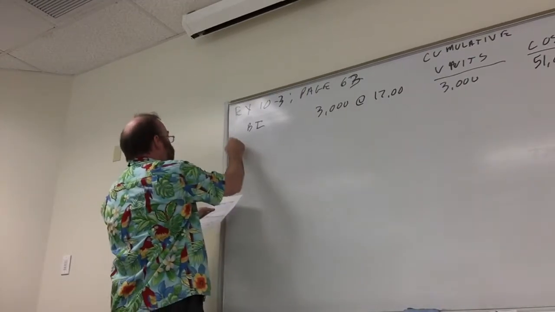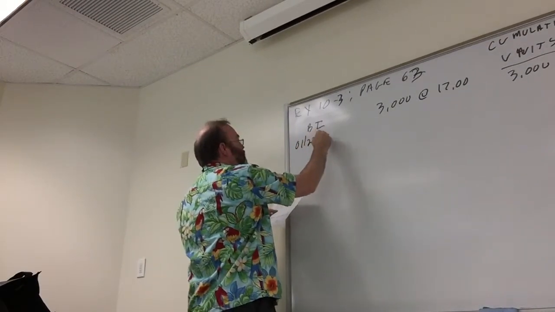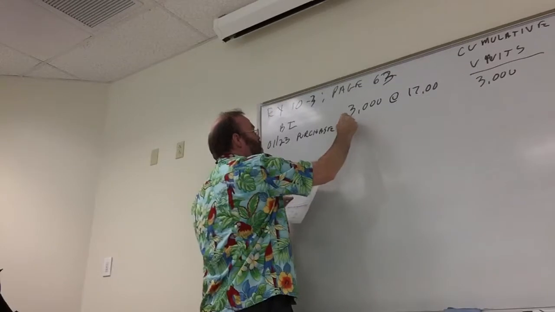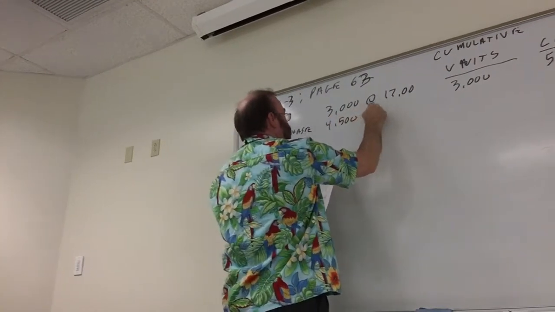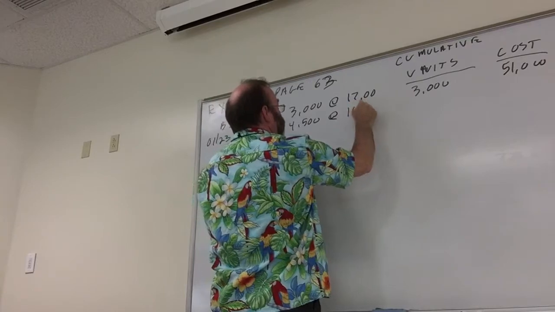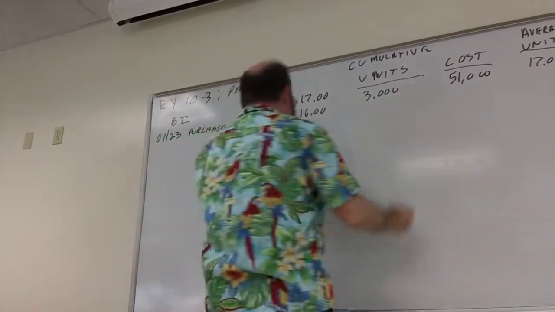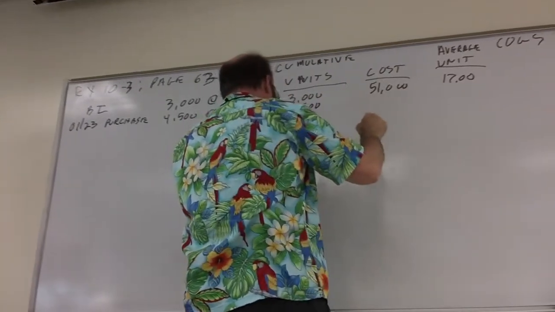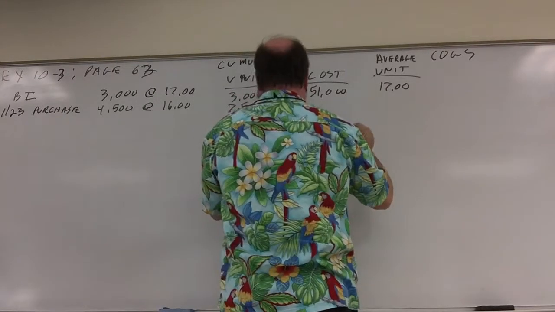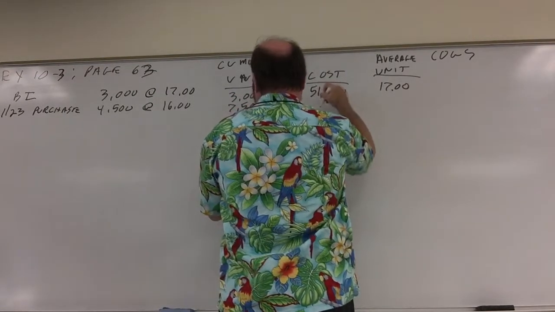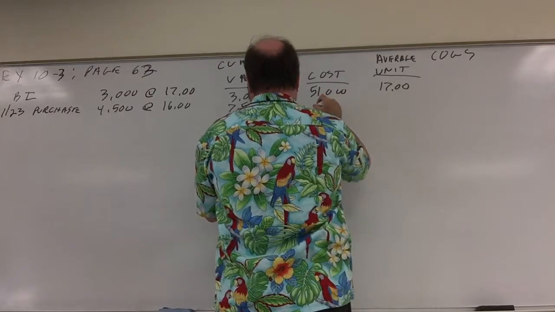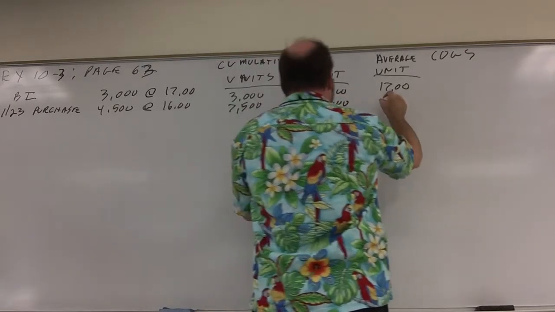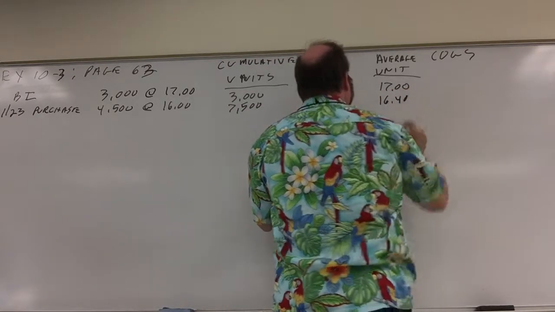All right, then on January the 23rd, we make a purchase of 4,500 at $16. That brings our total units to 7,500. Our total cost is, let's see, that's 72,000. 123, thank you. For an average cost of $16.40.